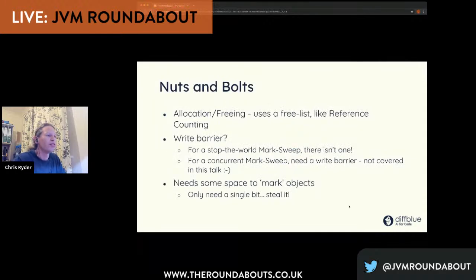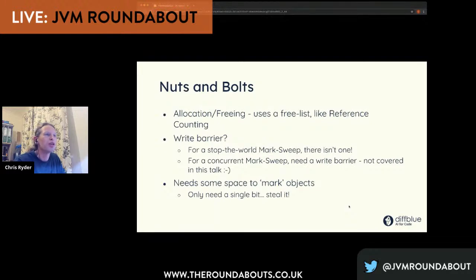So how does this work in practice? It uses a free list like reference counting. In this case, you don't actually need a write barrier because we're not tracking pointers as they're modified. That's true for a stop the world mark sweep like this. There are such things as concurrent mark sweep algorithms where they don't stop the world. They do need a write barrier, but I'm not going to cover that in this talk because they're fairly complicated.